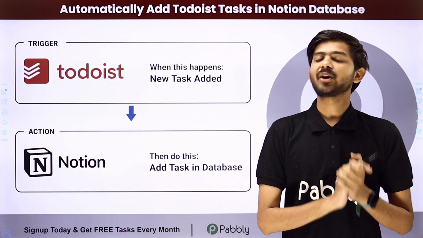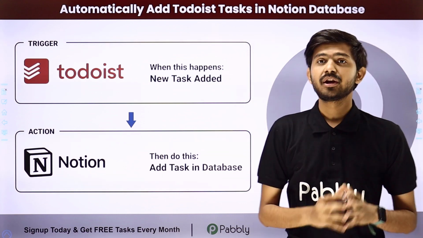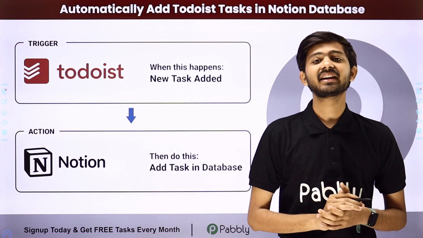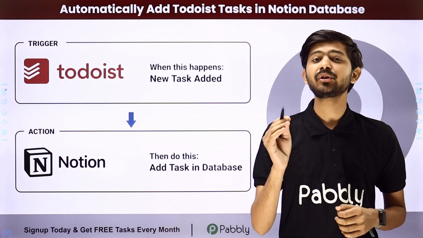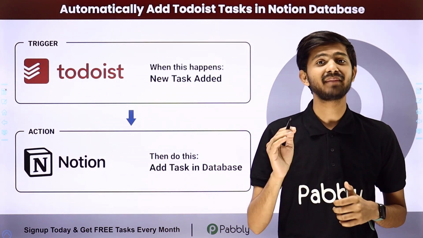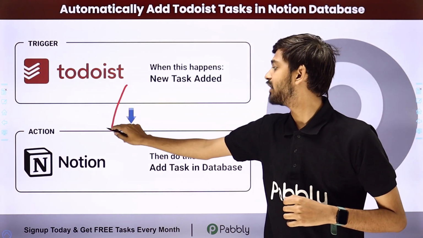Hello everyone, today our topic is how to automatically add Todoist tasks in Notion database. So here my objective is that whenever I create a new task in Todoist, I want to capture the details of that task and add these details as a backup in my Notion database. And for that, I have to build a connection between Todoist and Notion.